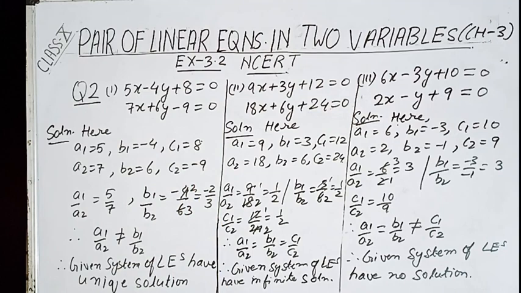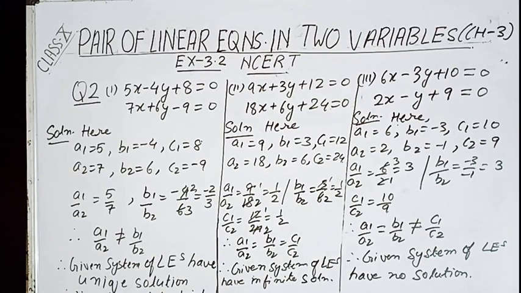So clearly a1 by a2 is not equals to b1 by b2. So we can say that the given system of linear equations has a unique solution. Therefore, the lines intersect at a point.